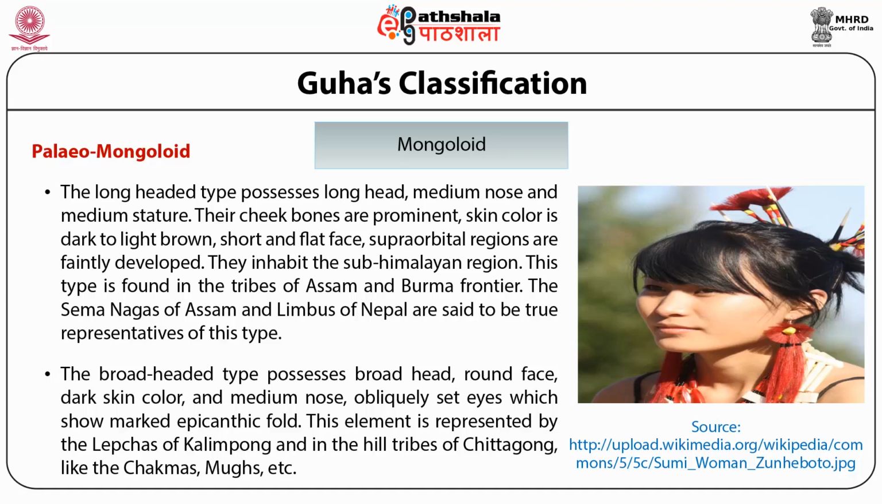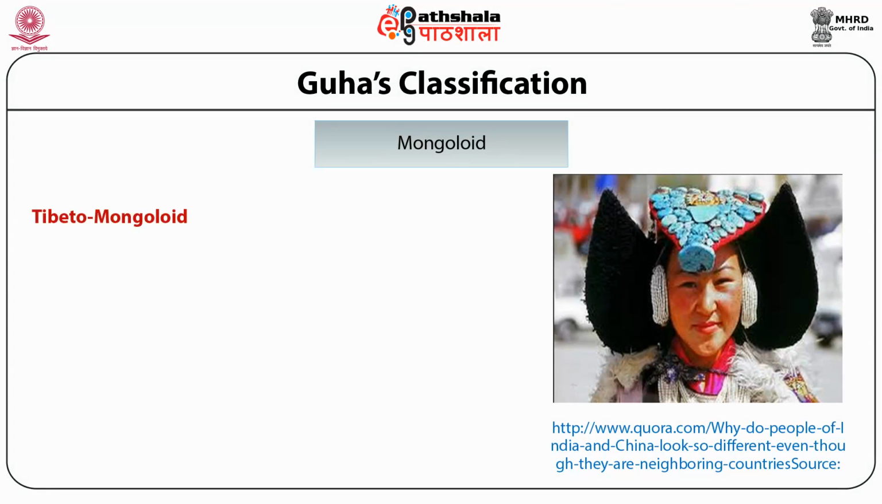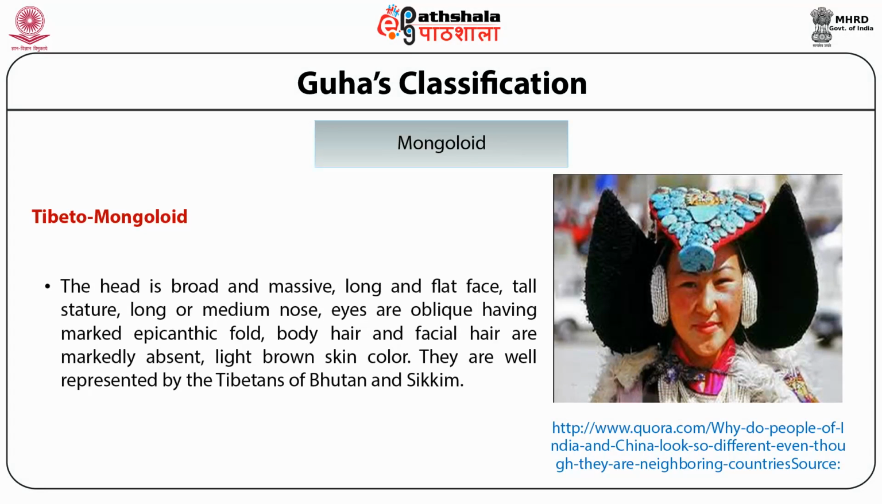This element is represented by the Lepchas of Kalimpong and in the hill tribes of Chittagong like the Chakmas, Mughs, etc. The second subtype of Mongoloid is Tibeto-Mongoloid. The head is broad and massive, long and flat face, tall stature, long or medium nose, eyes are oblique, having marked epicanthic fold, body hair and facial hair are markedly absent, light brown skin color. They are well represented by the Tibetan of Bhutan and Sikkim. It is believed that they must have infiltrated from Tibet in comparatively later times.